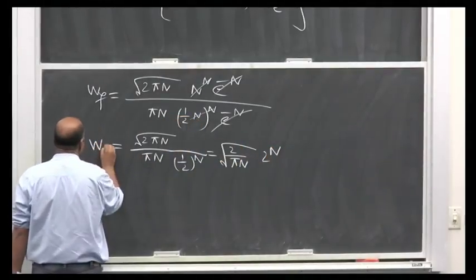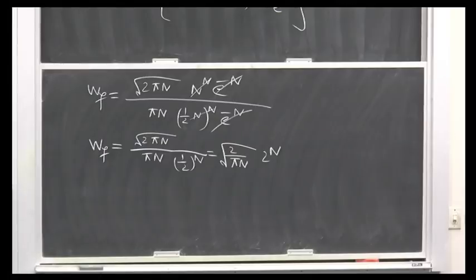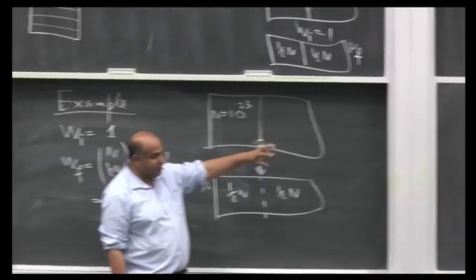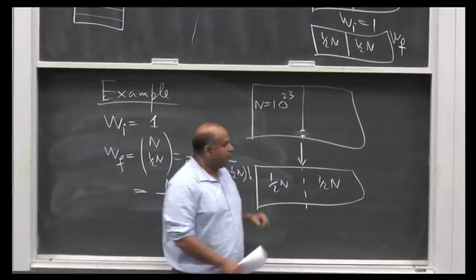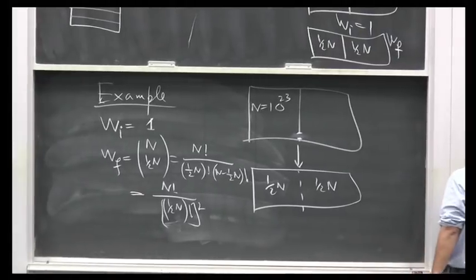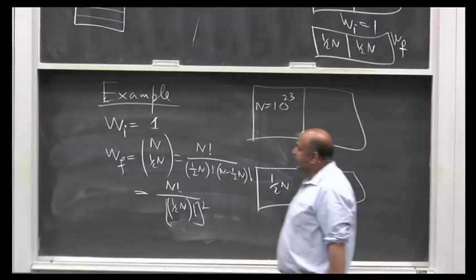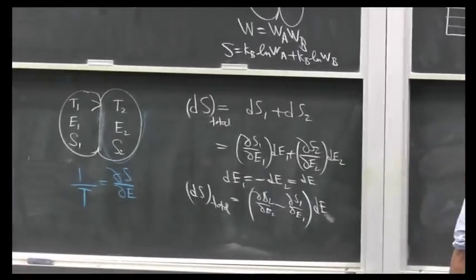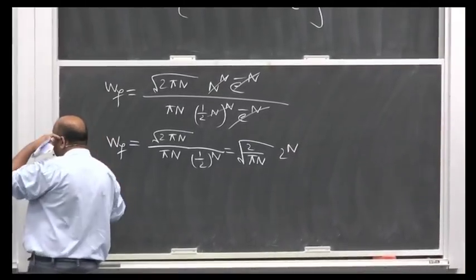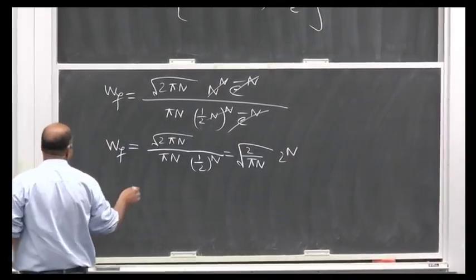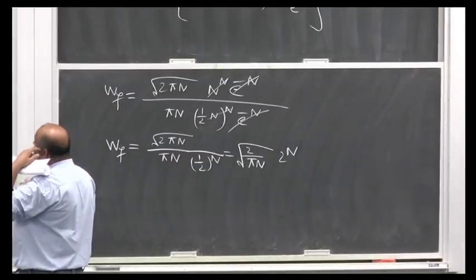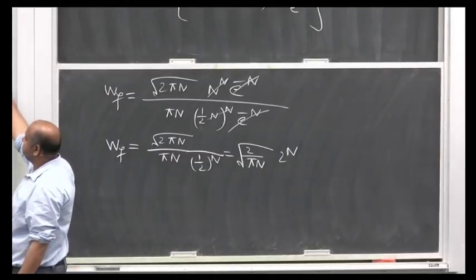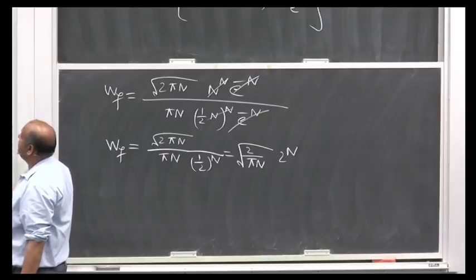So this is the number of ways that the final macrostate can be arranged in different microstates. So if I want to compute the change in entropy using that method, delta S, what we will get is something simpler. So instead of doing that, let me do it from the other way, from this equation.